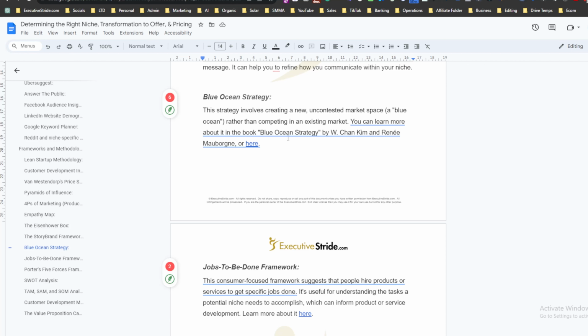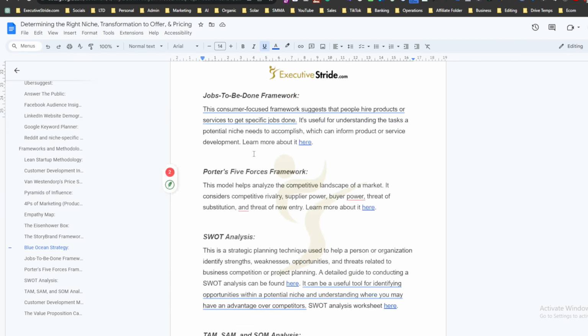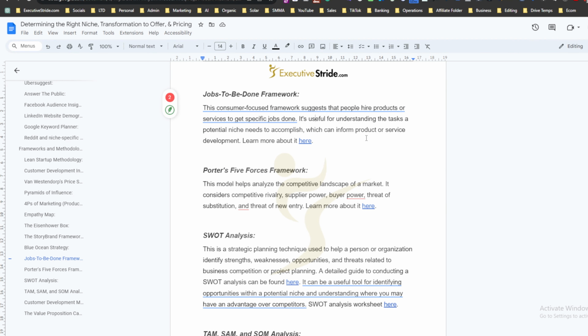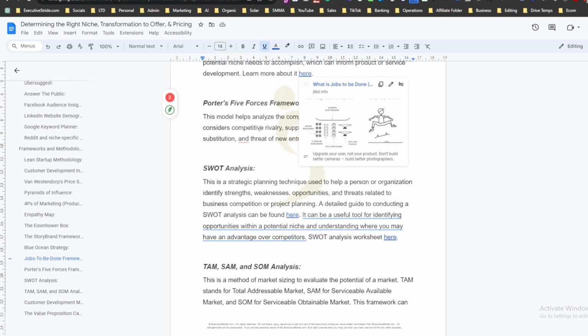Blue ocean strategy, this strategy involves creating a new uncontested market space, a blue ocean, rather than competing in an existing market, a red ocean. And you can learn more about it in the book Blue Ocean Strategy by W. Chan Kim and Renee Mombourn, however you say that. It's right here. And then jobs to be done framework. This consumer-focused framework suggests that people hire products or services to get specific jobs done. It's useful for understanding the tasks of a potential niche needs to accomplish, which can inform product or service development. Learn more about it here.